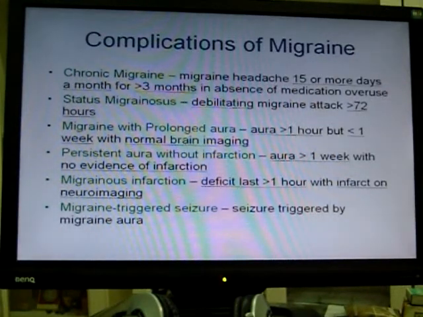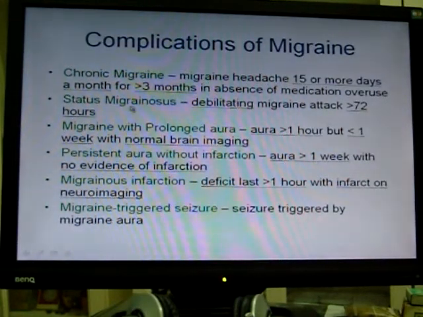Yep, so as I mentioned, we were looking at the complications of migraine, which really hinges on our initial definitions by the IHS criteria, as to what was a typical presentation for each of the subtypes of migraine. As I mentioned just now, the headache in migraine usually lasts anything up to 72 hours. But in status migrainosus, we have a debilitating headache of more than 72 hours.